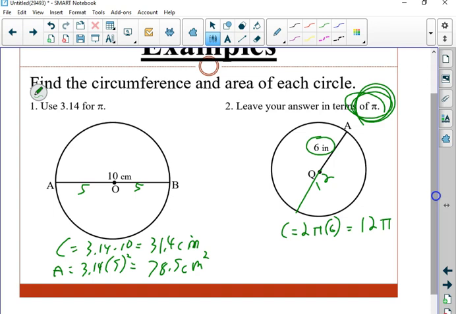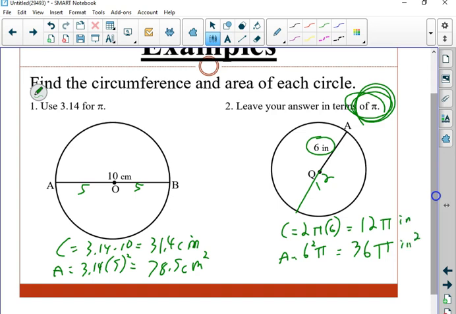It makes no difference. But remember, we're not doing 12 times 3.14, which is 37.68 if you type it in, but we don't want that. We want it in terms of pi. Again, area is pi, which we're going to leave, r squared. So 6 squared times our pi. And we just leave it like it is, 36 pi. We're not going to multiply by 3.14 or the pi key. If you did, it'd be 113.04. Now remember, this is inches, and this is inches squared.